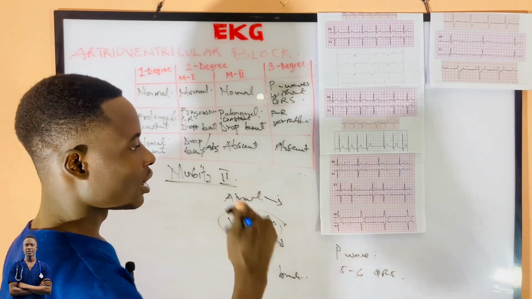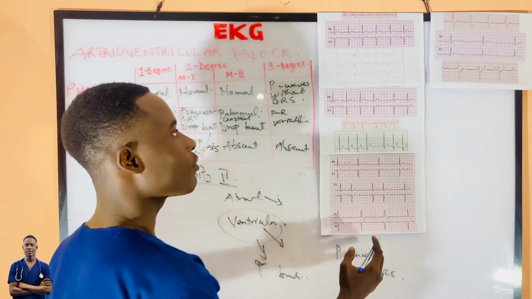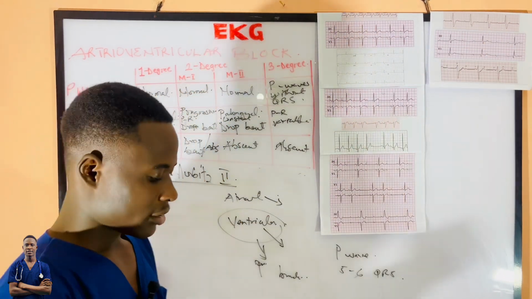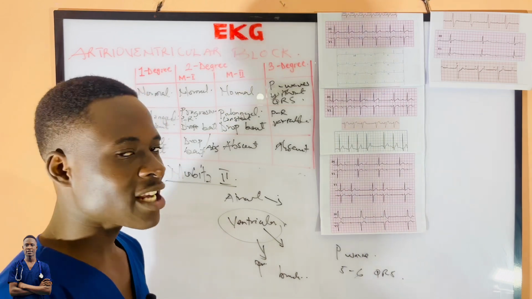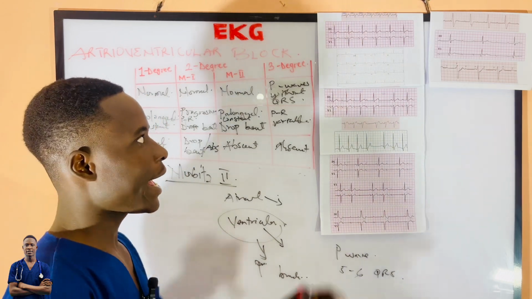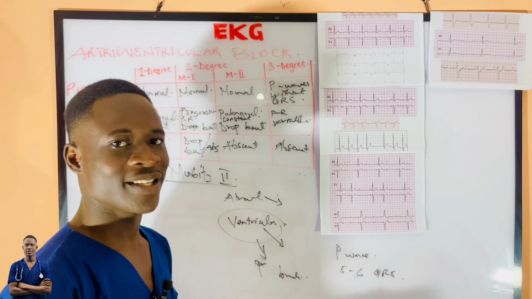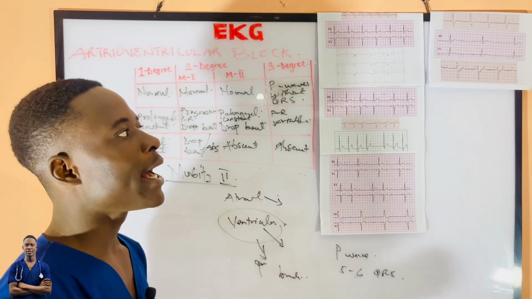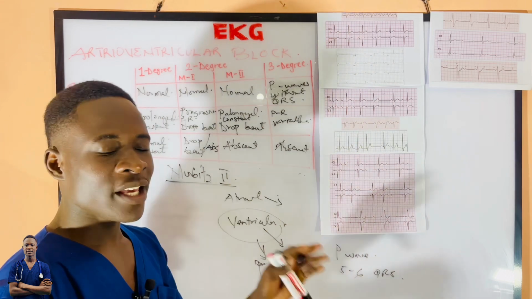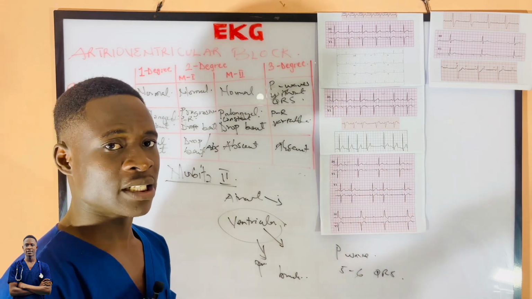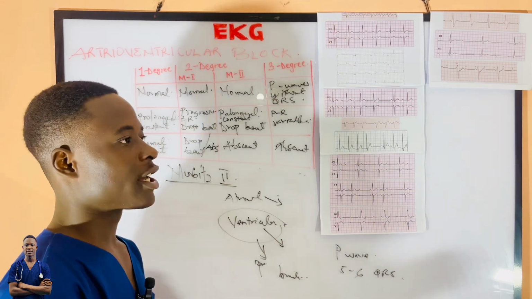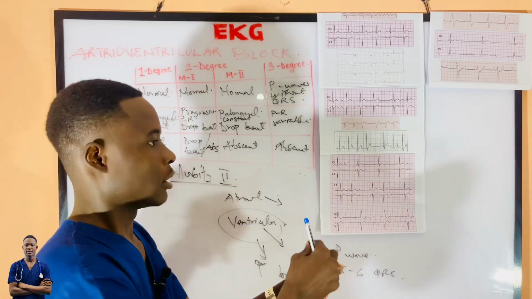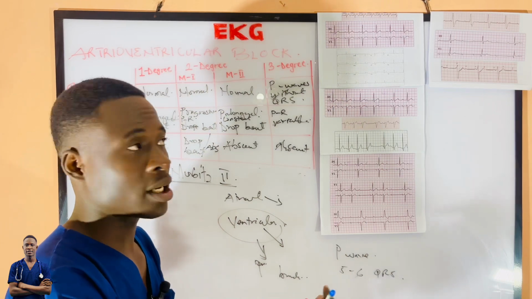Now let's come to that of third degree. For third degree, I said we find a lot of P waves without QRS complex, which is one factor. And two, the PR intervals, it varies. It can be large, short, normal. Short, large, normal. Are you clear with it?